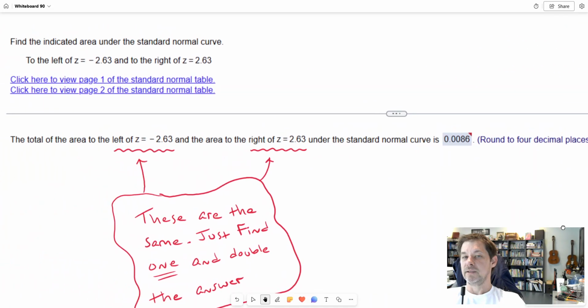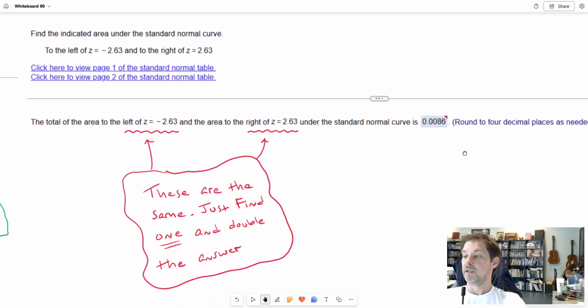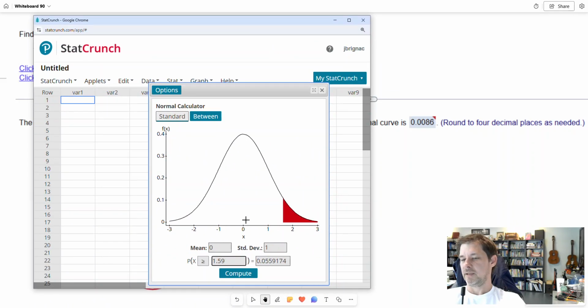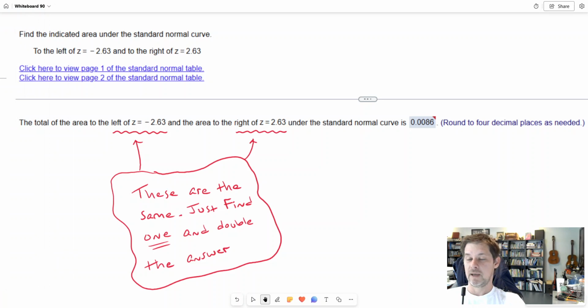This next one is the same, but it's worded a little bit different, and I think there's one other consideration involved. It says, can you find the area under the standard normal curve? So wait, that is this one, right? That's the normal curve with a mean of 0 and a standard deviation of 1. Okay, so we're going to look at that, to the left of negative 2.63 and also to the right of 2.63.